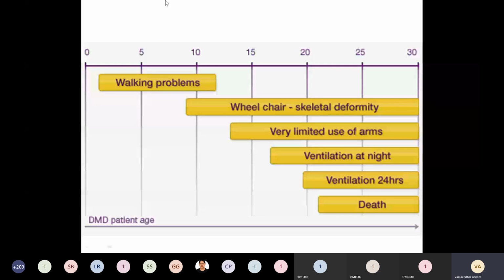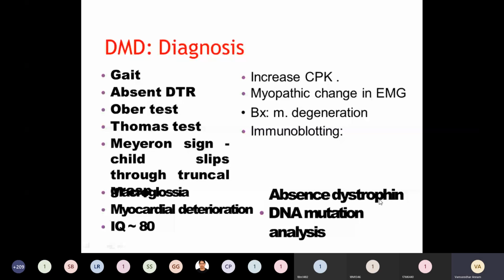Initially there will be walking problems. You need to pick it up. So in any pediatric age group, when you are seeing a child, if they are having any walking problem, kindly rule out Duchenne muscular dystrophy. Then in later stages, that is 15 to 25 years, wheelchair, skeletal deformity, limited use of arms, ventilation at night. That's all at the later stages. So diagnosis, how are we going to diagnose?